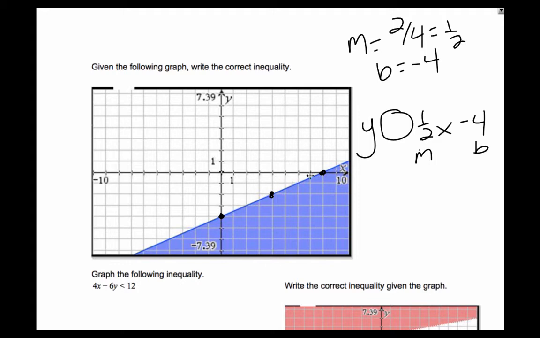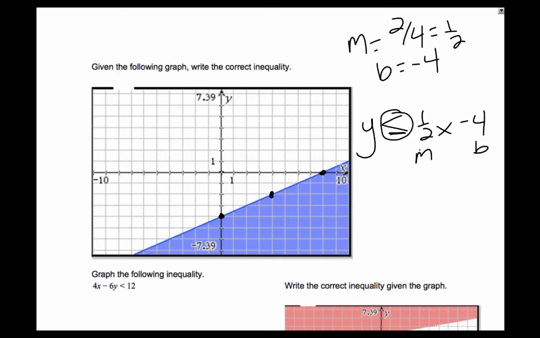It looks like a solid line, which means that I'm going to have an equal to sign underneath it, part of the inequality symbol. Now, did I shade above or below? Clearly it's shaded below, so it is going to be less than or equal to 1/2 x minus 4. So you need to identify your m and your b, and then you have to figure out what inequality symbol it's going to get: less than, greater than, less than or equal to, or greater than or equal to.